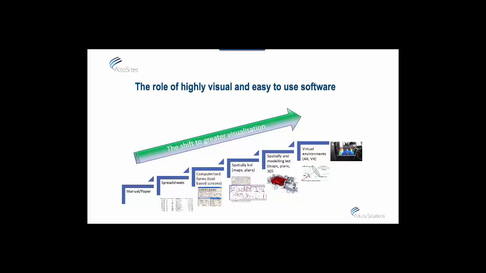Moving on from there, we see a greater use of spatially led technology in systems. So this is bringing maps and plans to the floor so that you can use floor plans or site plans combined with the maps as an intelligent background against which you can see information. And the next step on from there is to take that spatially led view and combine it with modelling led data. So, for example, the use of 3D building infrastructure models.